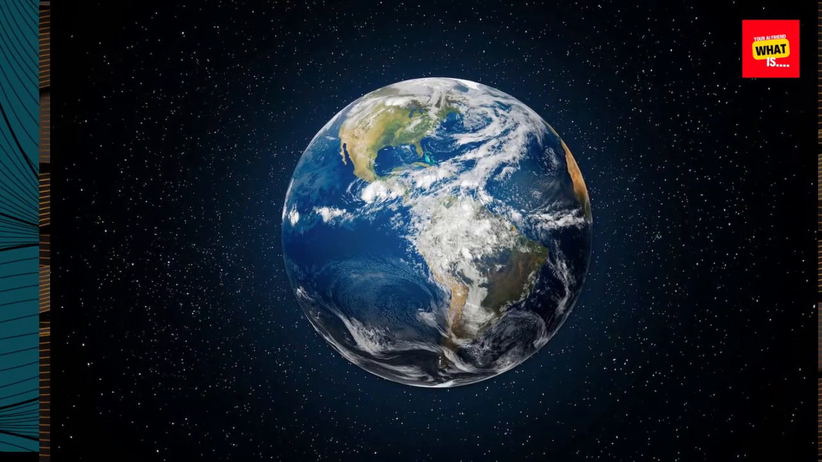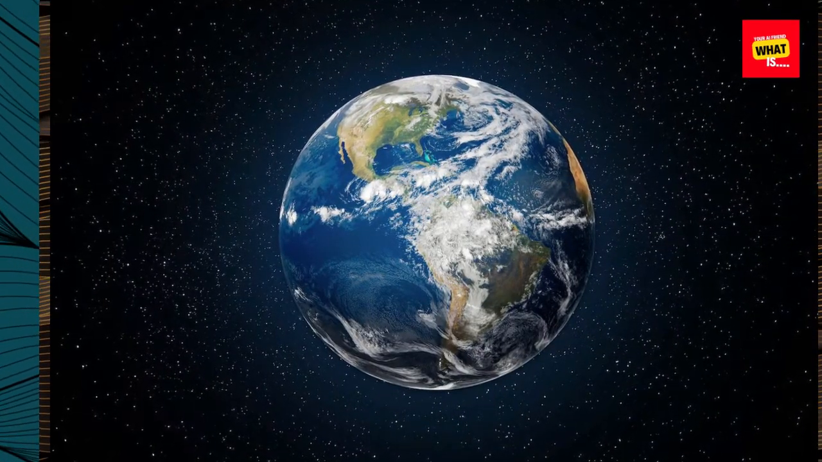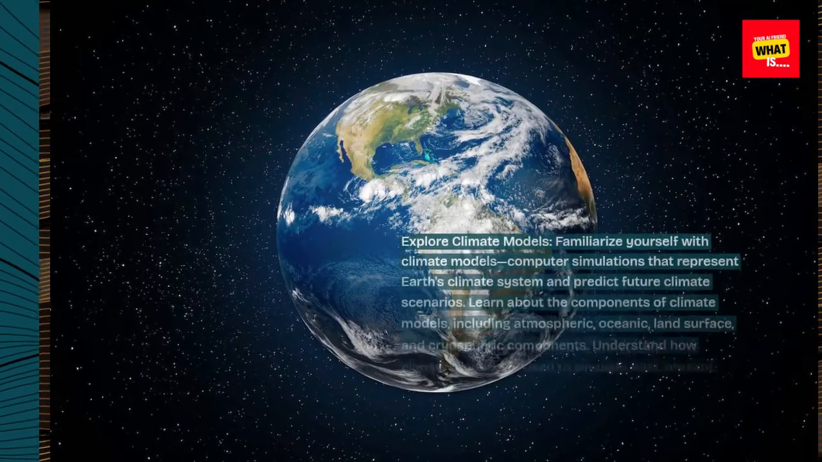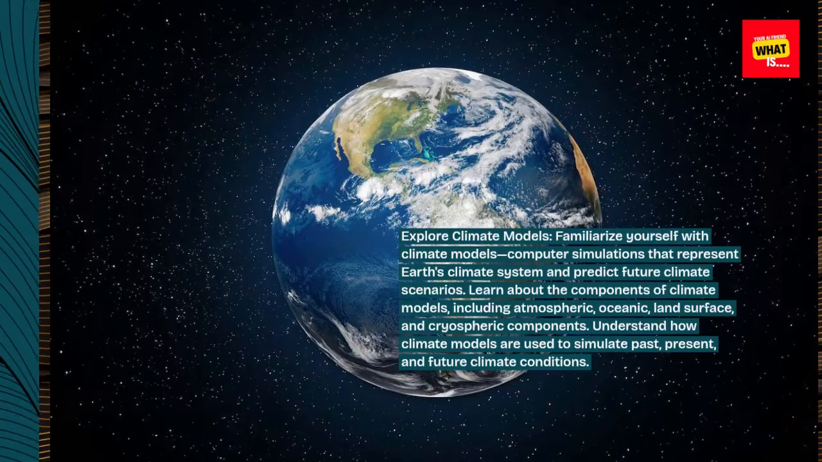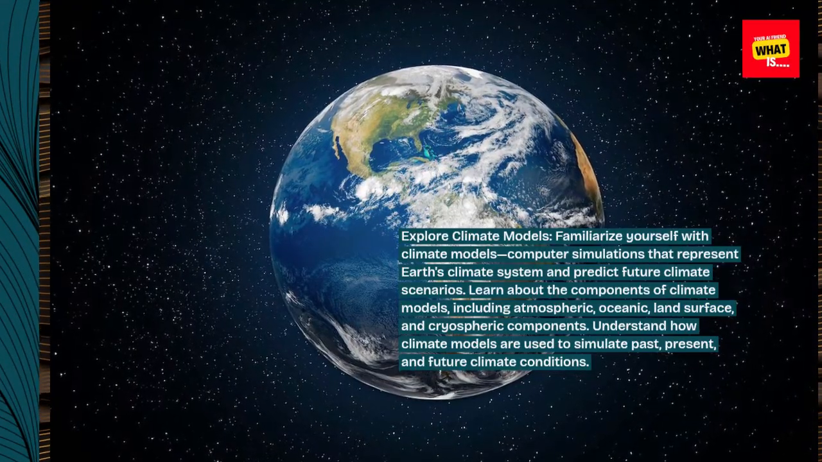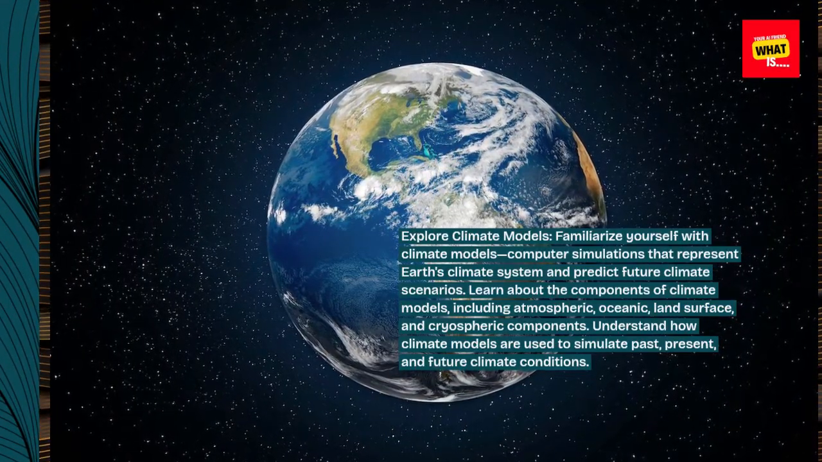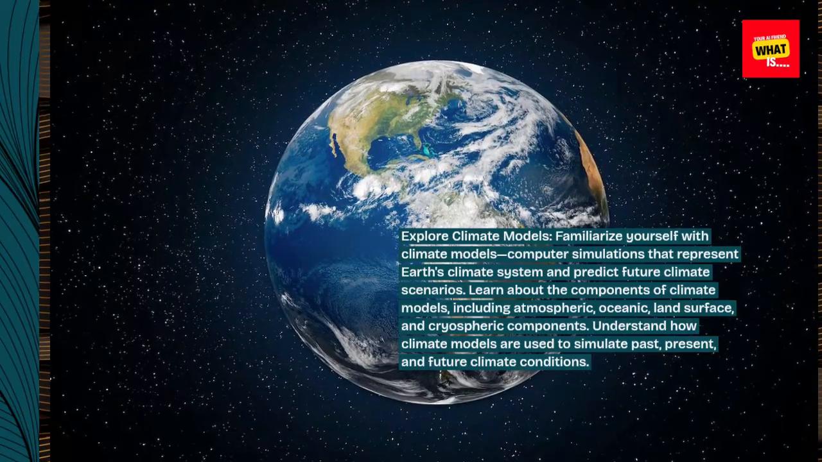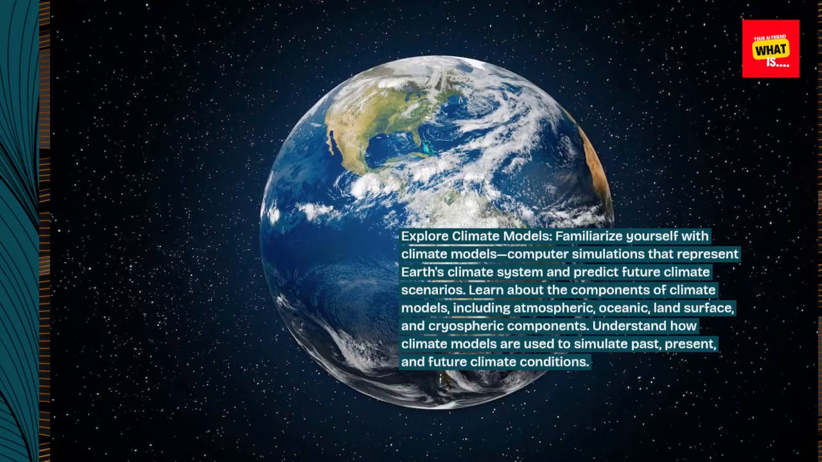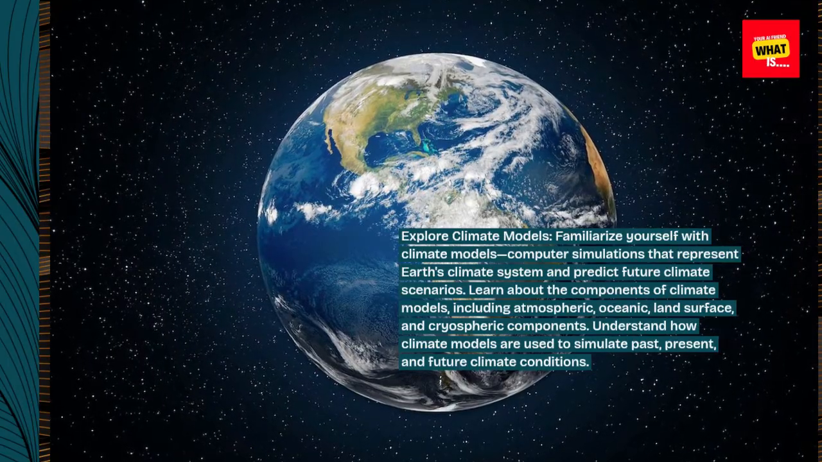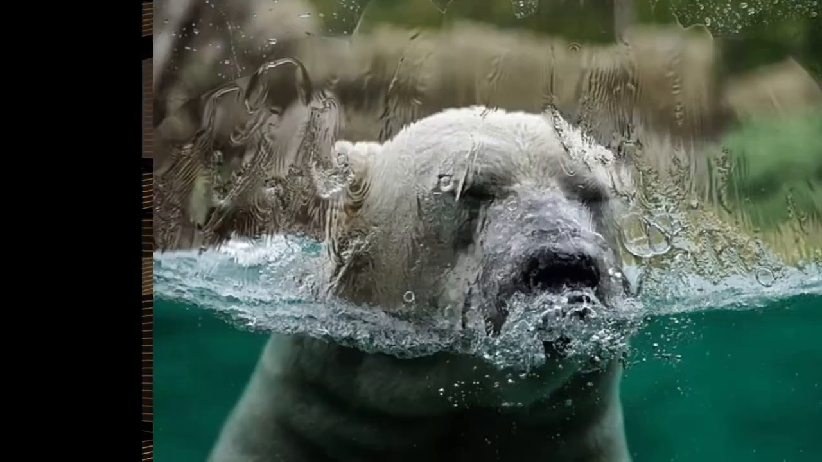Explore climate models. Familiarize yourself with climate models, computer simulations that represent Earth's climate system and predict future climate scenarios. Learn about the components of climate models, including atmospheric, oceanic, land surface, and cryospheric components. Understand how climate models are used to simulate past, present, and future climate conditions.